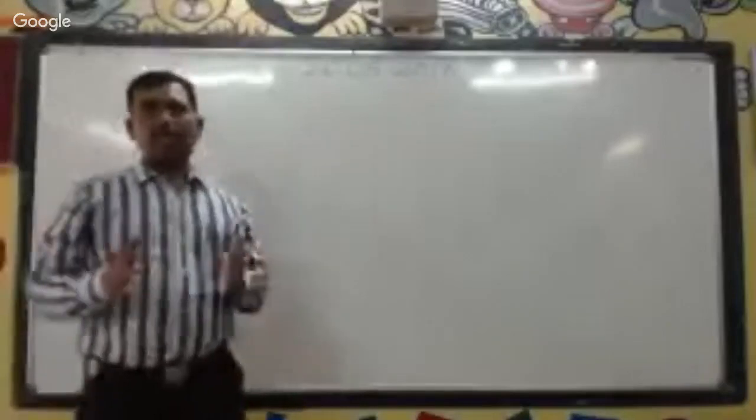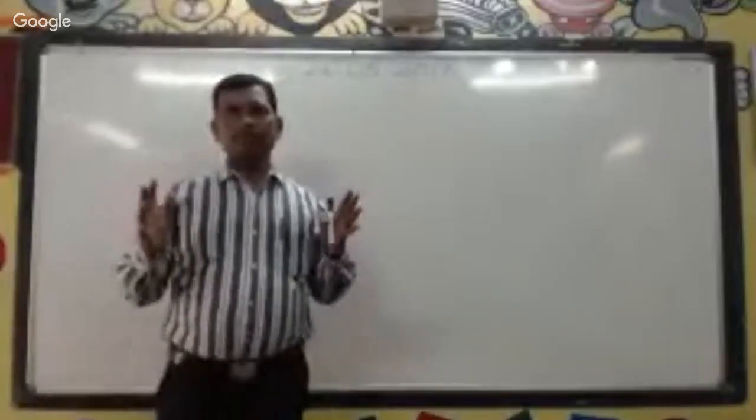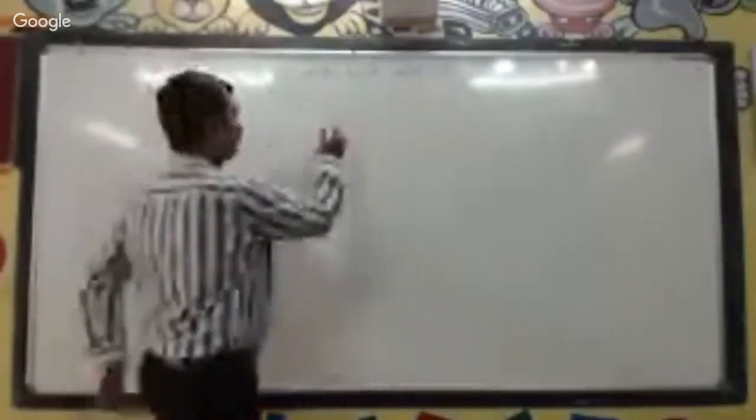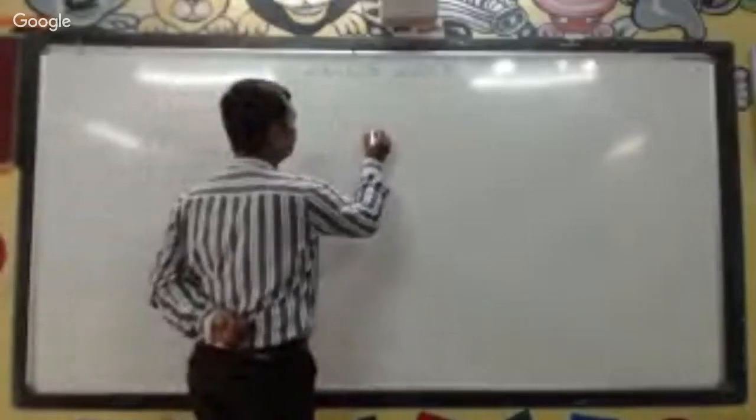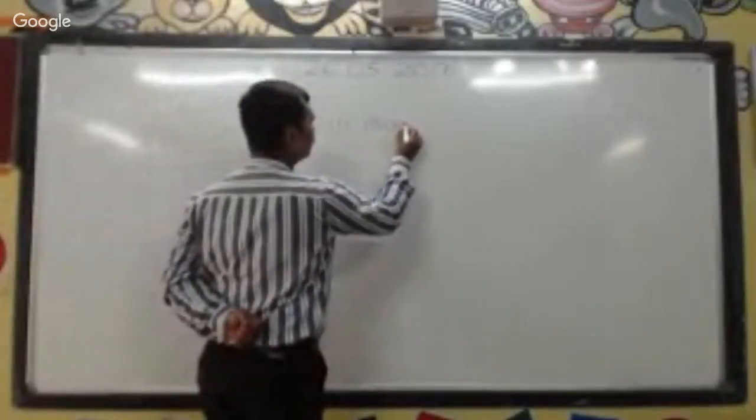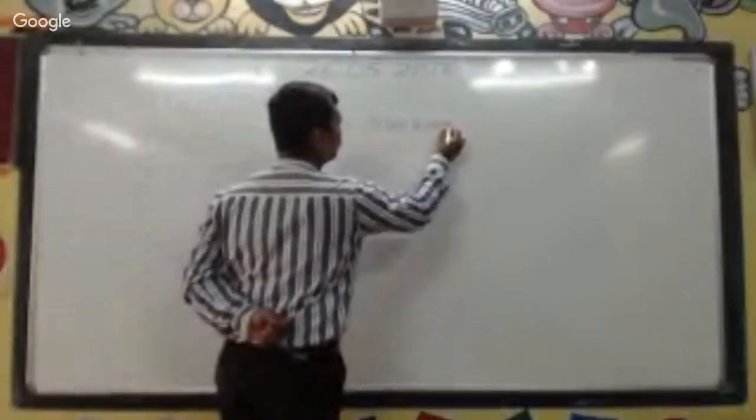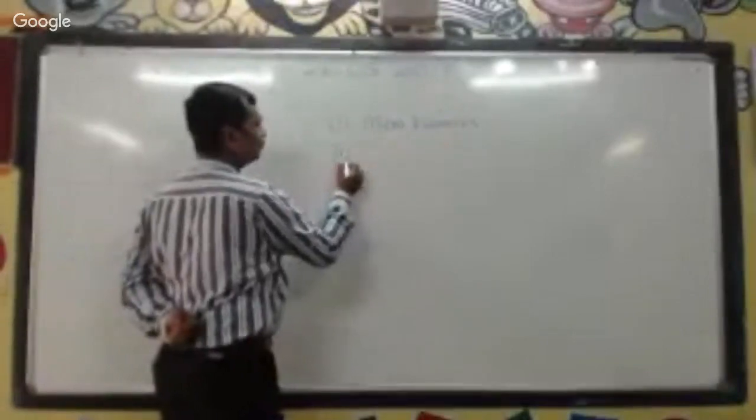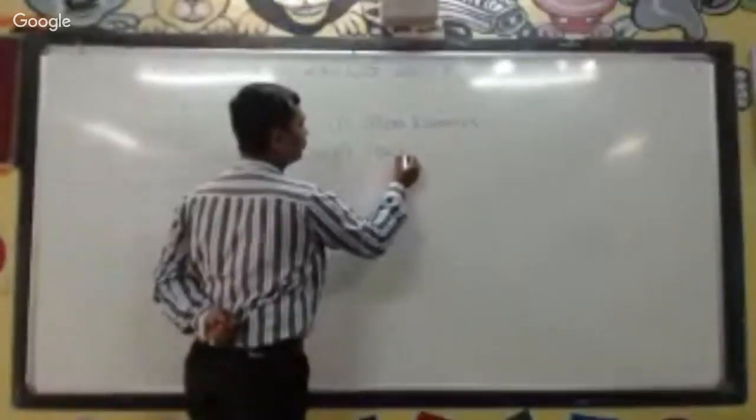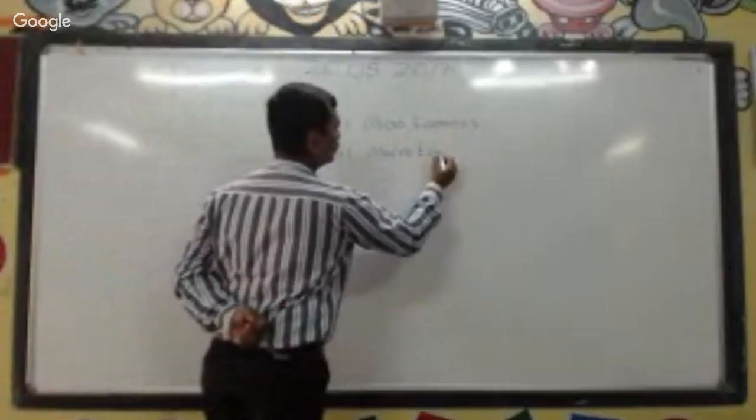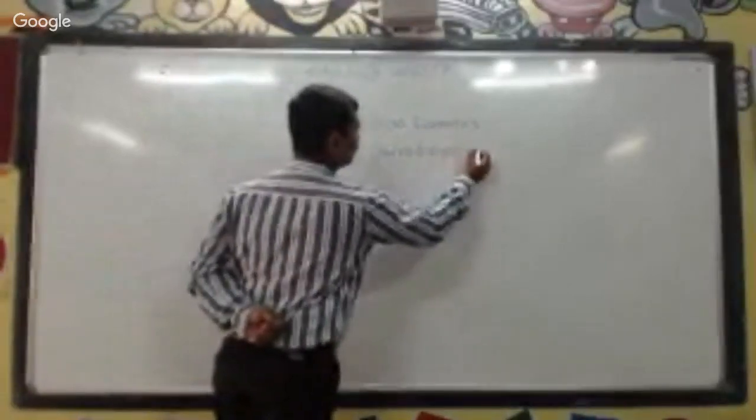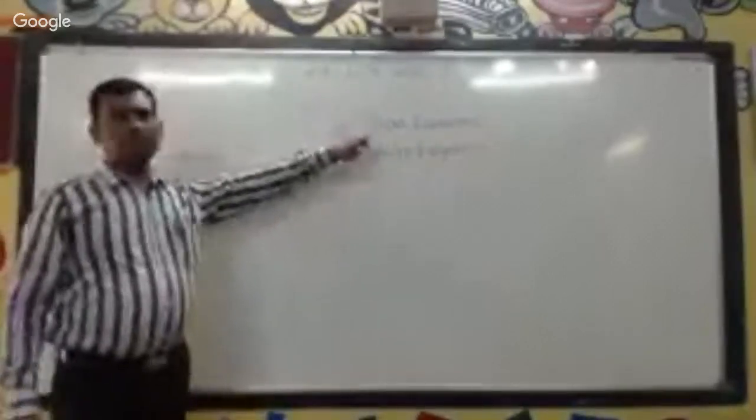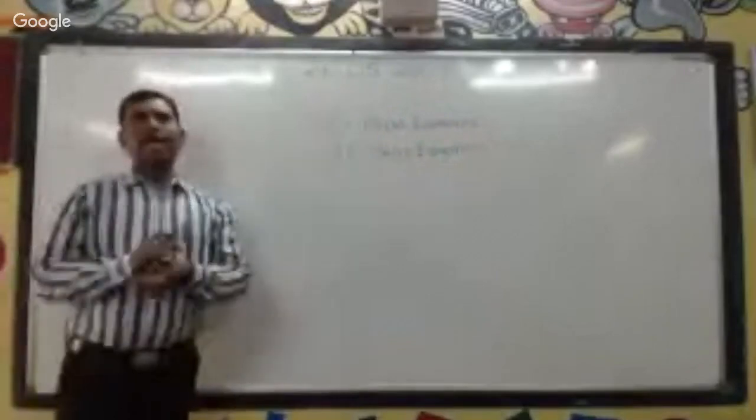The subject economics is divided into two major parts. What are the two major parts here? First one is microeconomics, and second one is macroeconomics.